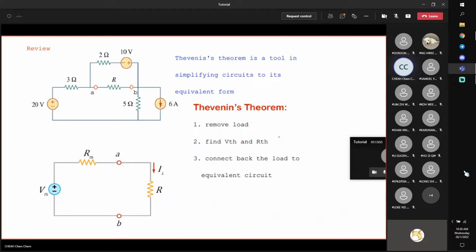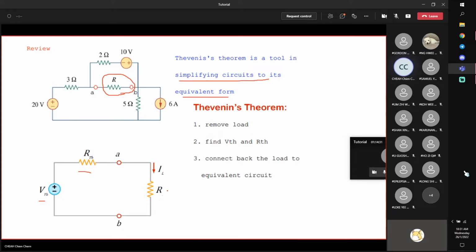So next, we need to use Thevenin's theorem to simplify the circuit to its equivalent form. It involves three main steps. First, you remove the load. Then find VTH and RTH based on the circuit without the load. After that, once you have found the equivalent form, you connect back the load. Then you analyze the circuit based on this load.